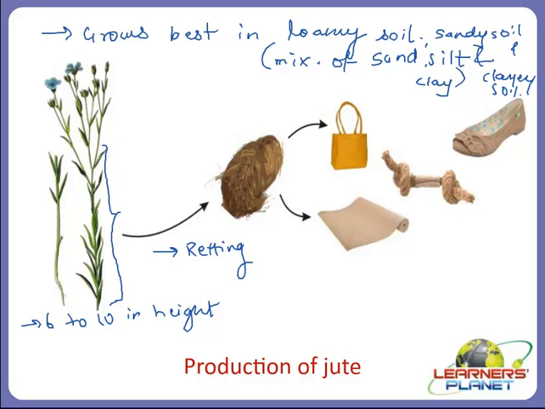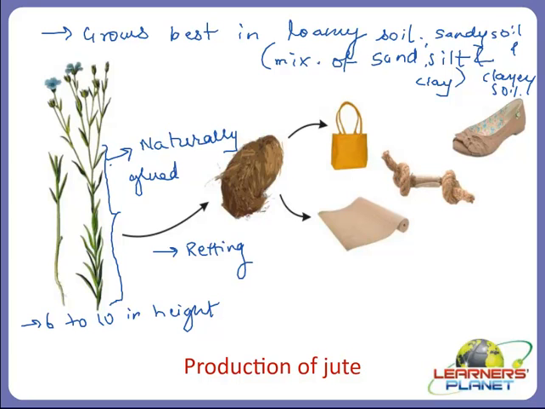What is done in retting? Jute fibers are obtained from the bark of the plants, which are naturally glued together by a sticky substance. Glued means already sticky, right? And this sticky substance needs to be removed in order to obtain the fibers.